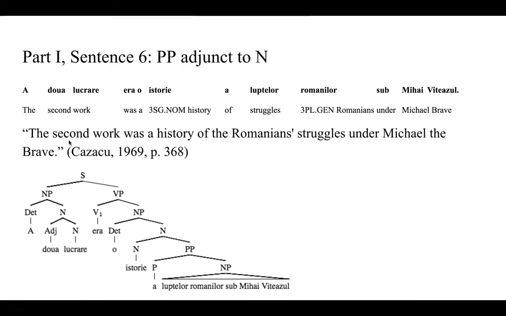Here we have an example in which a prepositional phrase is adjunct to a noun. The second work was a history of the Romanian struggles under Michael the Brave. The noun istorie, meaning history, is combined with a prepositional phrase of the Romanian struggles under Michael the Brave. This entire part of the sentence forms a prepositional phrase which is adjunct to the noun istorie.